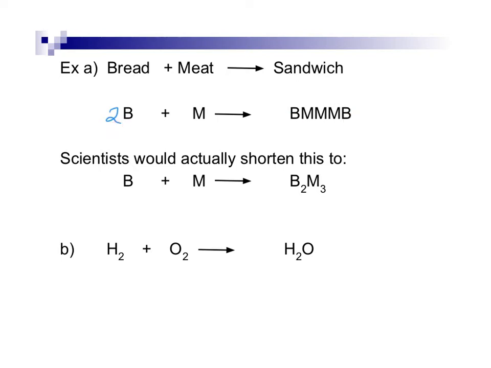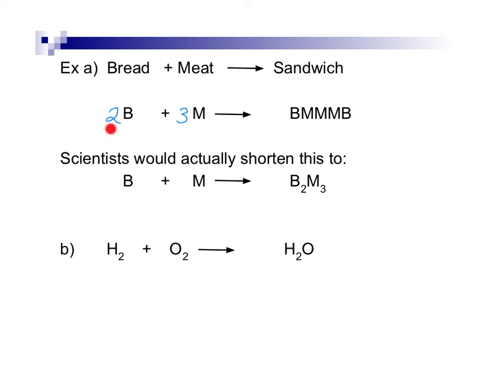To balance my meats, I have 1 meat on the left, I have 3 on the right. So to make them the same number, I stick a coefficient of 3 on the left side of the equation. Now you notice I don't have any meat or any bread coming out of nowhere or disappearing on me. I have the same number of items on the left side of the equation as I do on the right side of the equation.